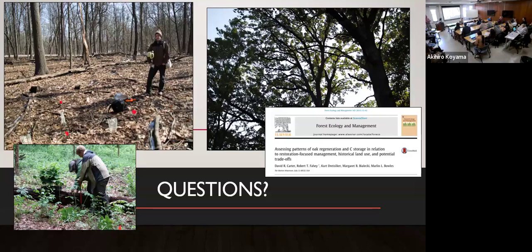Right. And so we can use that in management, right? That's the whole idea of multi-cohort management that my PhD advisor, Craig Lorimer, always would talk about: let's create patchy conditions across a large stand or small landscape scale to mimic natural disturbance. Cool.